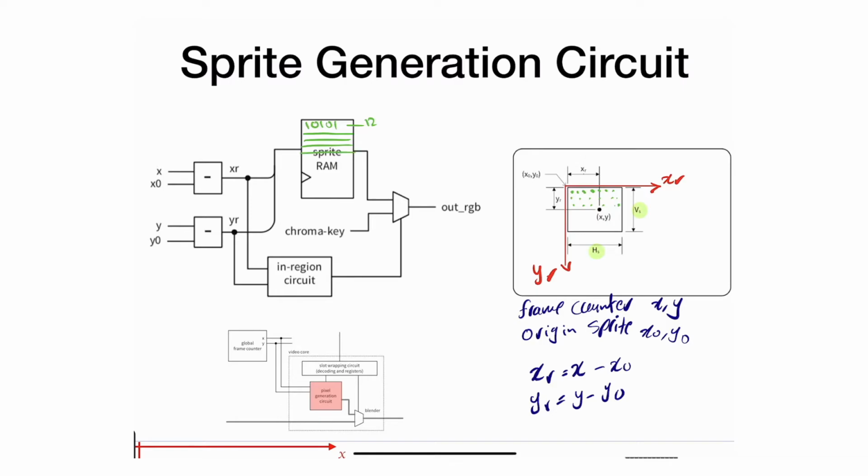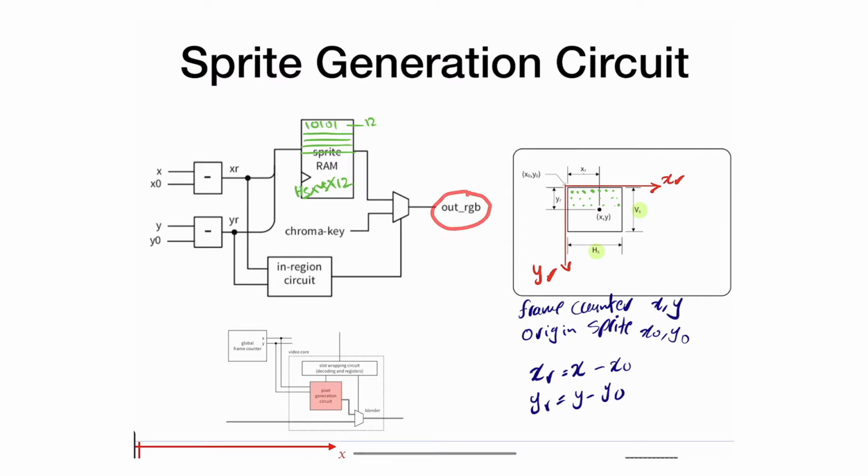So let's compute the size of that sprite RAM. The width is 12 bits, because each row holds the RGB value of 12 bits. How about the depth? It should be HS times VS, basically how many pixels we have. And that's how big that RAM is. So what happens is the following. The ultimate goal of this generation circuit is the following.